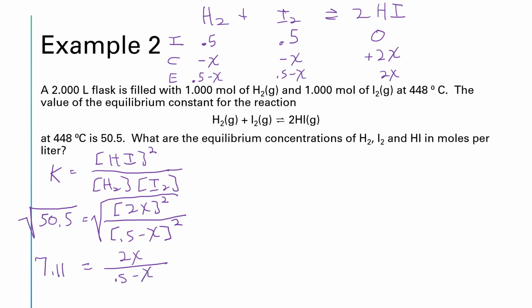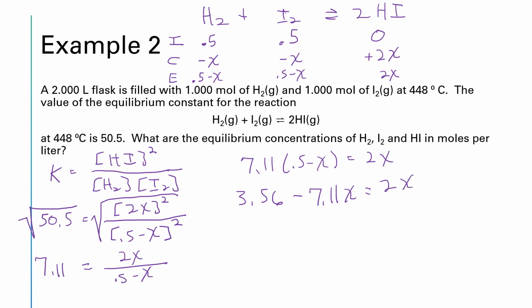Now the algebra here gets a little tedious. I'm going to multiply both sides of this equation by 0.5 minus x. That's going to give me 7.11 times 0.5 minus x is equal to 2x. If I distribute that, the 7.11 times 0.5 gives me 3.56, and then minus 7.11x is equal to 2x.